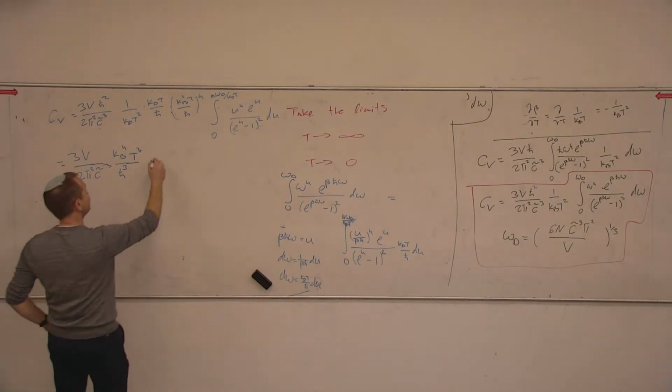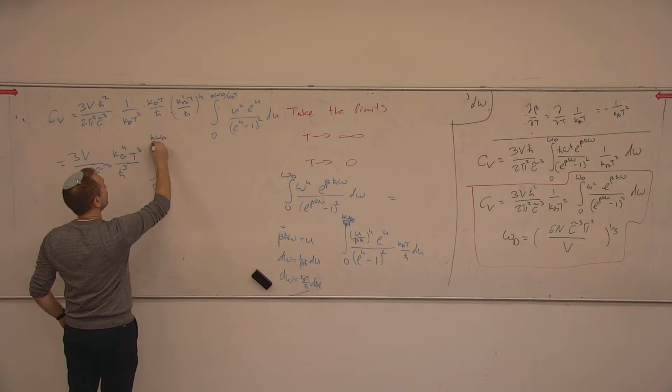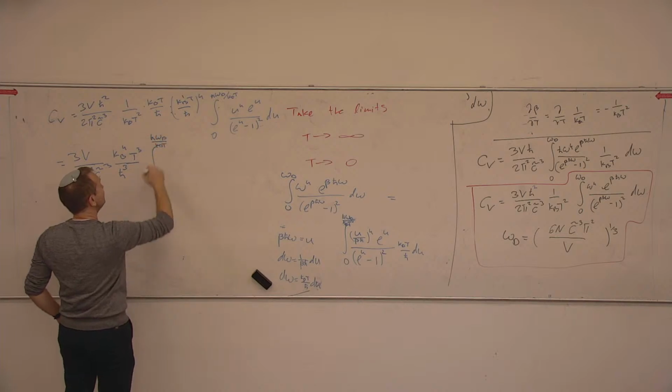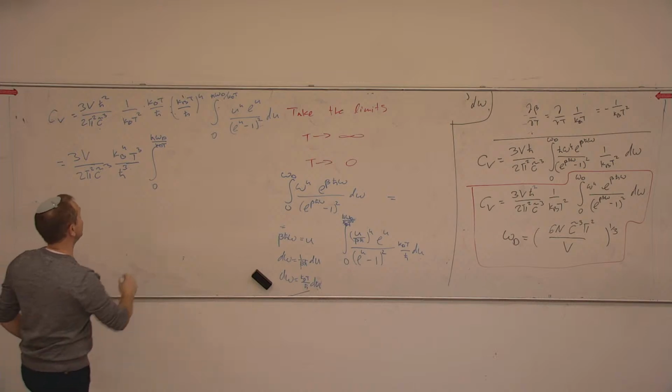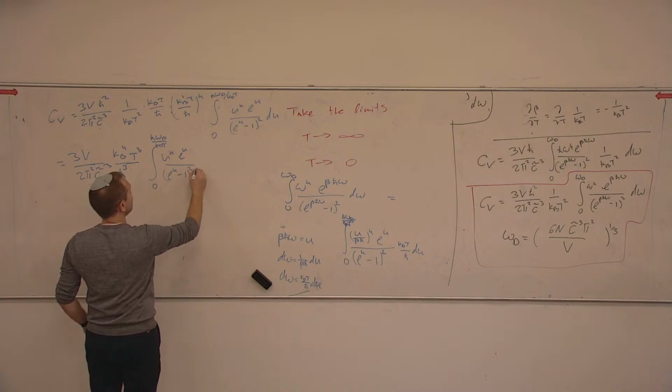And here I have the integral from 0 to h bar omega D divided by k Boltzmann T of u to the fourth, e to the u, divided by e to the u minus 1 squared, du.